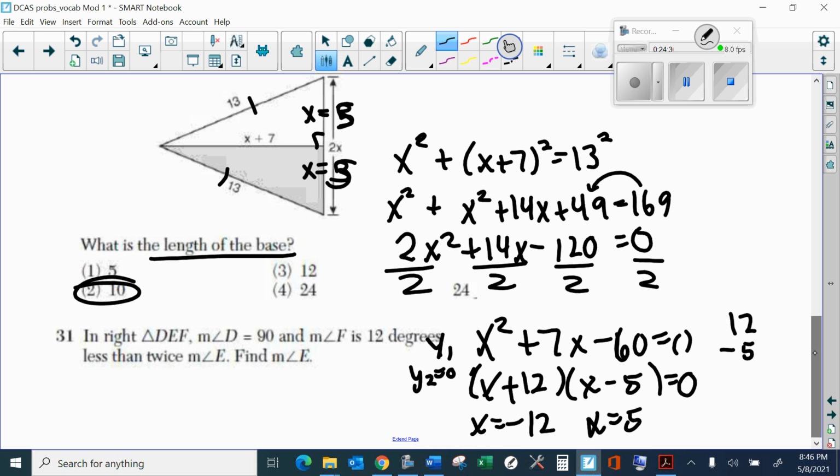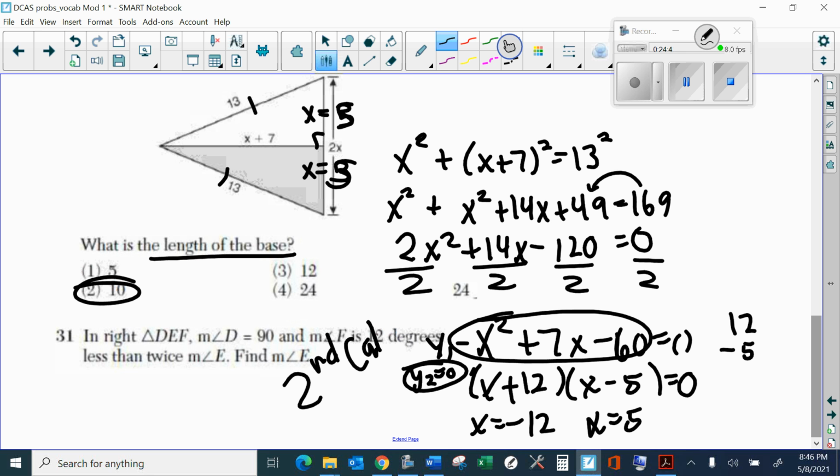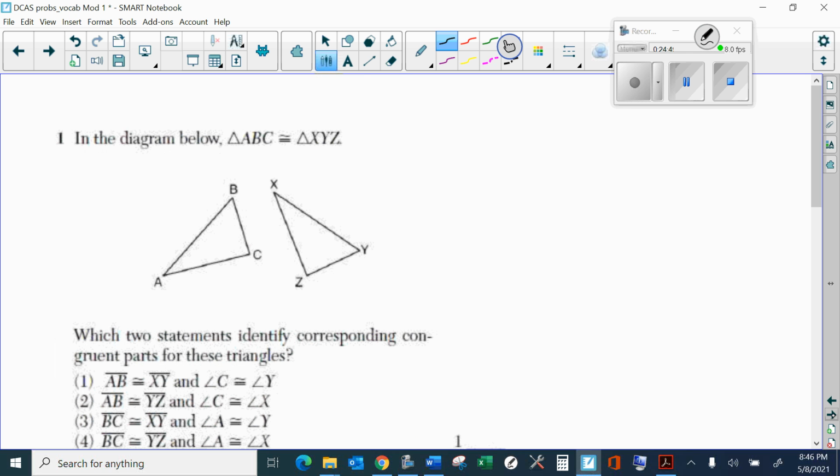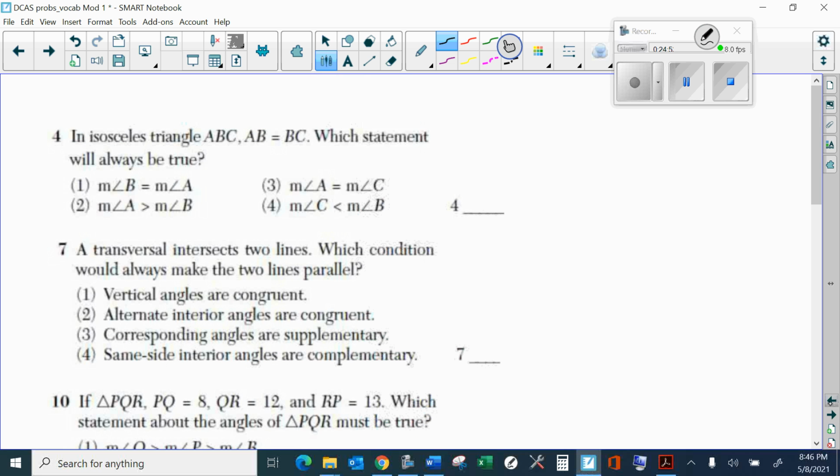Okay, so you could also use the quadratic formula here, or plug that into a graphing calculator: y sub 1, y sub 2, y equals 0, and then do second calc, number 5. Okay, and then you find the positive answer, which would be the 5. Oops, I missed some at the end here, I think.